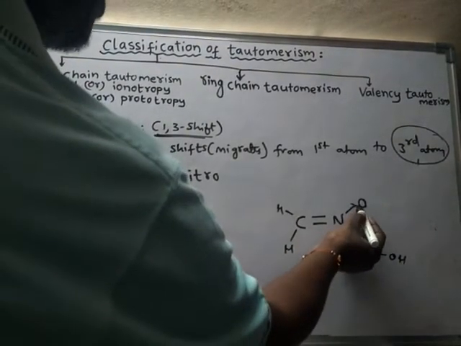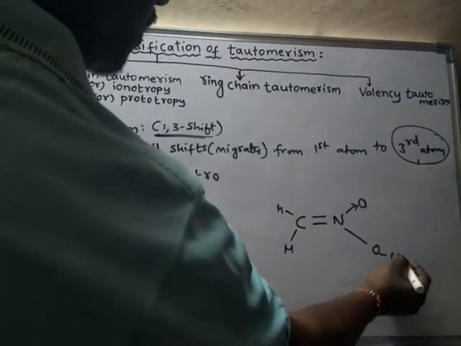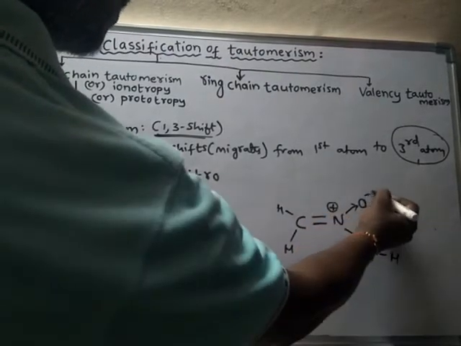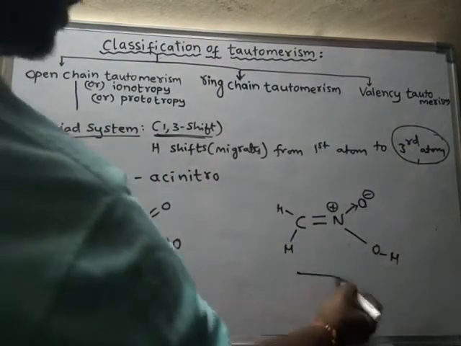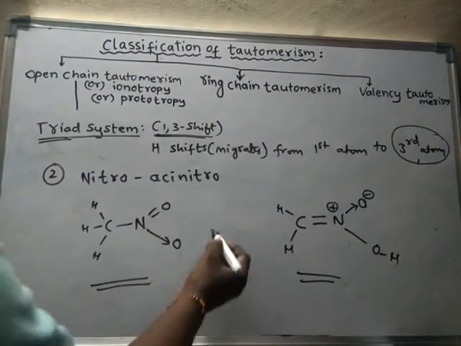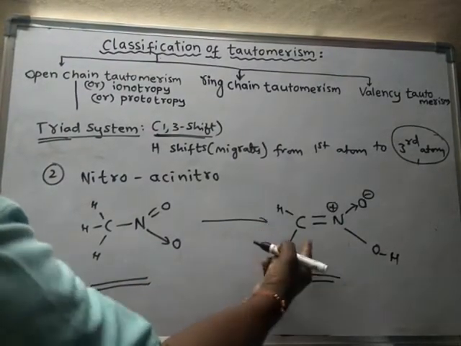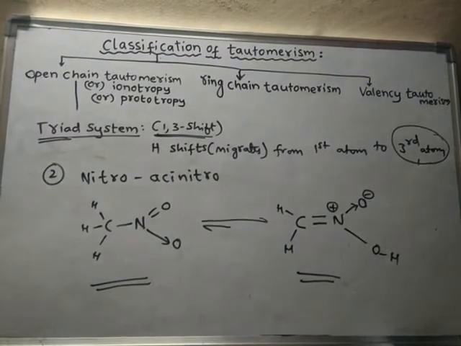See, actually it should be a coordinate covalent bond, and here OH is present, so this is positive and this is the negative charge. So this is the nitro form and this is the acinitro form. Which one is predominating? The acinitro form is more stable than the nitro form, hence I'll draw the arrow marks like this. So nitro and acinitro are examples for the triad system.